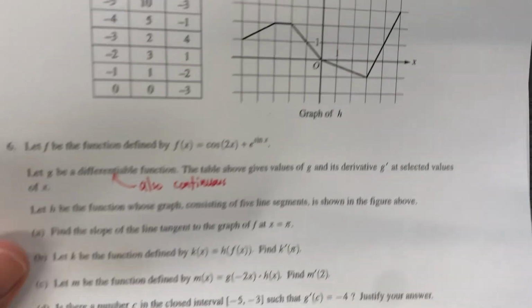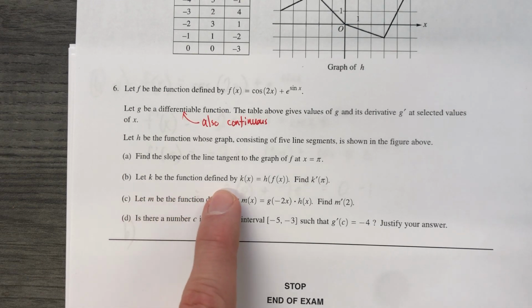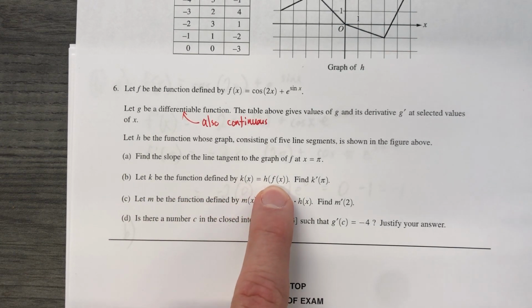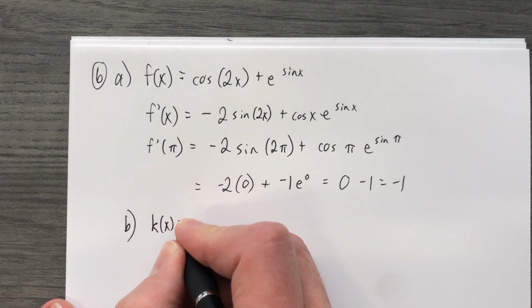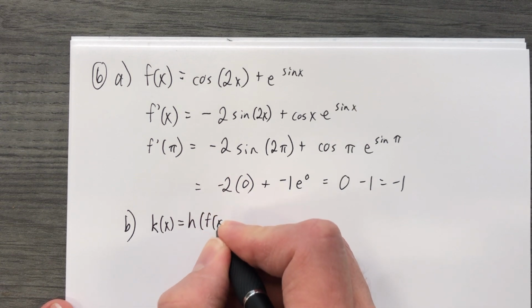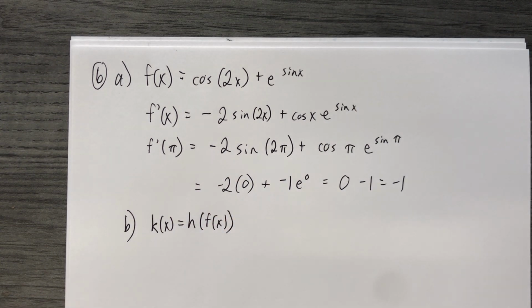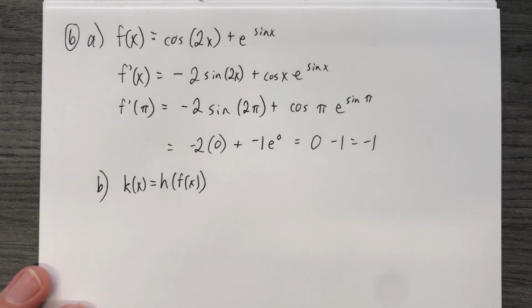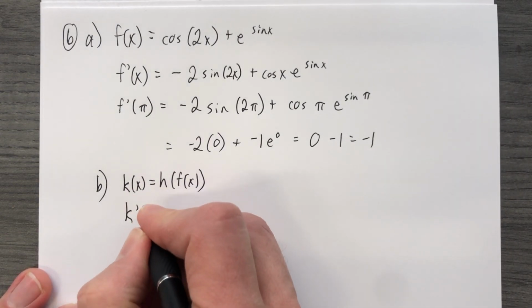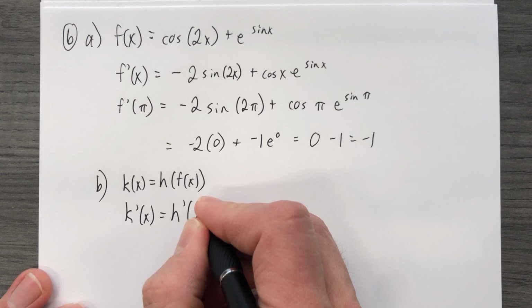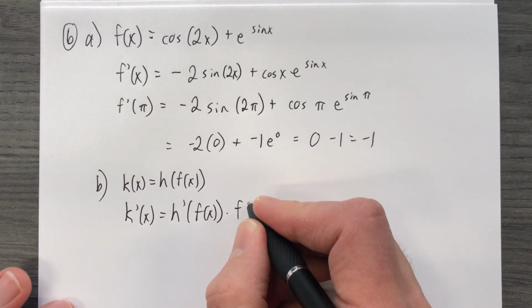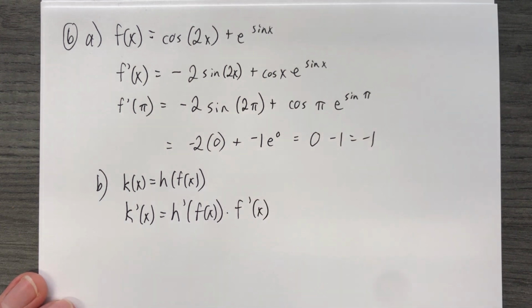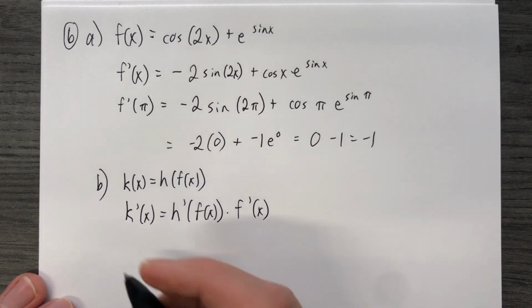Part B. Here we go. Let k be the function defined by k of x equals h of f. I see a composite function. Find k prime of pi. Okay, good to know. So k of x is equal to h of f of x. And they're asking for the derivative of k at a specific x value. Let's go ahead and find the derivative of k first. H prime of f of x times f prime of x. And I want to know what happens when I plug in a pi, so let's do it.